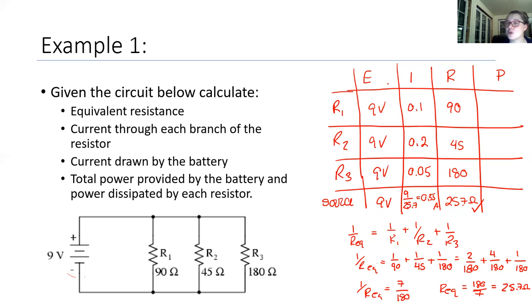Power uses the same formula. So we're going to do E times I. 9 times 0.1 gives me 0.9. 9 times 0.2 gives me 1.8. 9 times 0.05 gives me 0.45. And 9 times 0.35 gives me 3.15 watts. 0.9 plus 1.8 plus 0.45 equals 3.15.